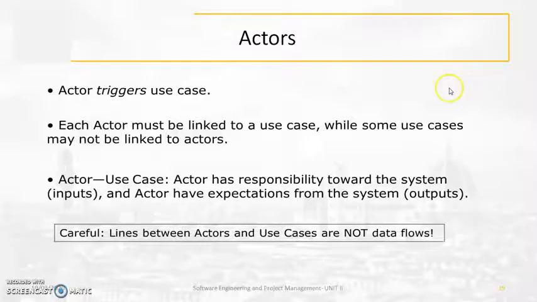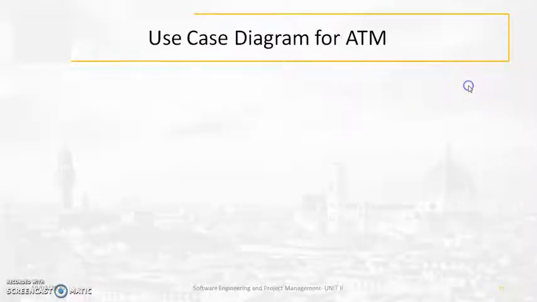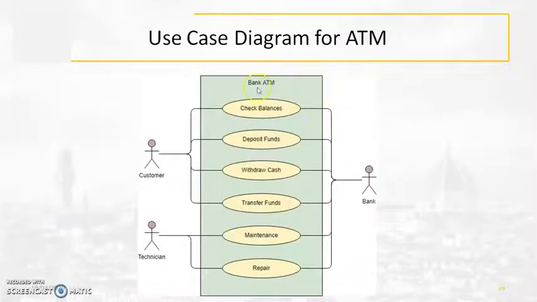The stakeholders who perform some role in a use case diagram are called actors. This is an example of a use case diagram for ATM machines. These are called actors: customer, technician, and the bank. These are called use cases.